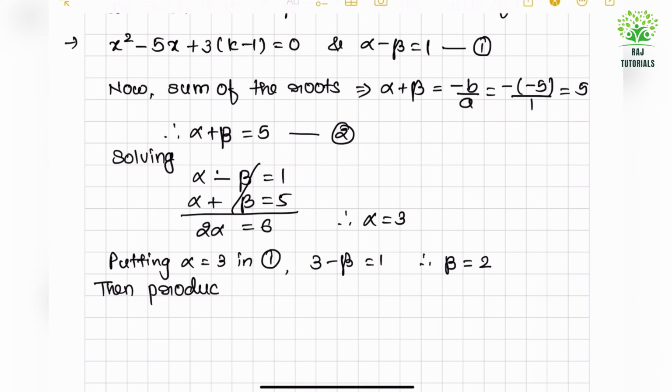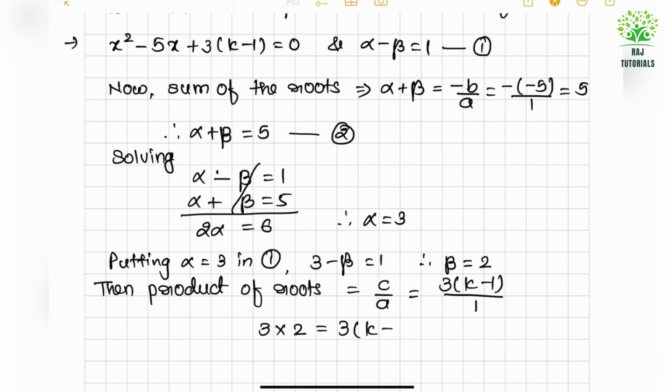Then the product of roots is c by a. So c is 3 into k minus 1 upon 1. So here the roots are 3 and 2. So 6 should be equal to 3 into k minus 1. So 3 cancels, and I can say k equal to 3.